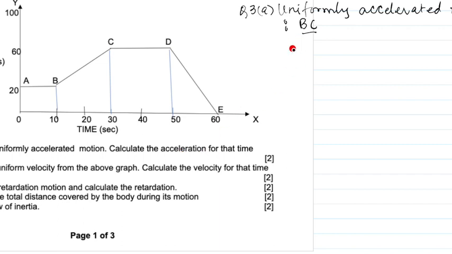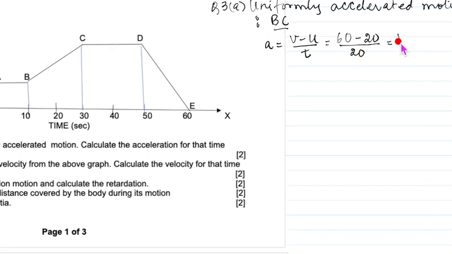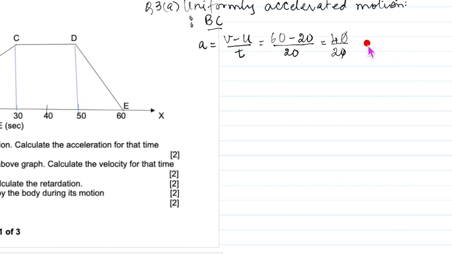And calculate the acceleration. Remember, acceleration is V minus U upon T. So initial velocity is 20, final velocity is 60. So it becomes 60 minus 20, and the time from here to here is 20. So it is 40 upon 20, which gives us 2 meter per second square. And that is our answer 1.